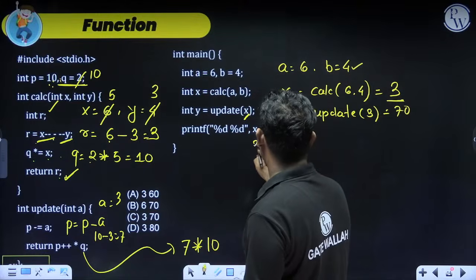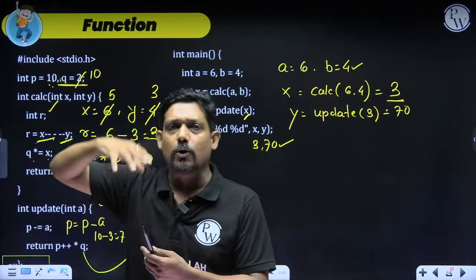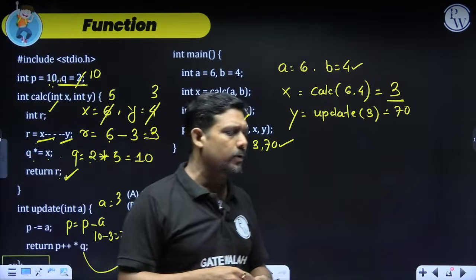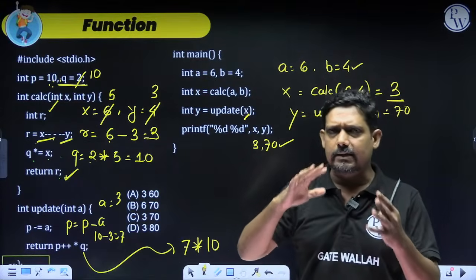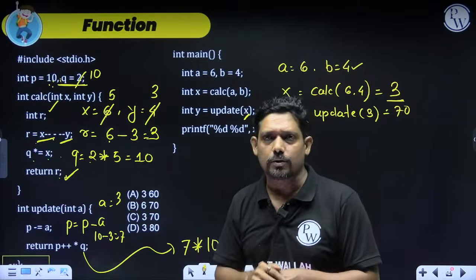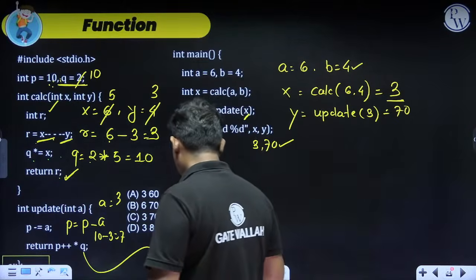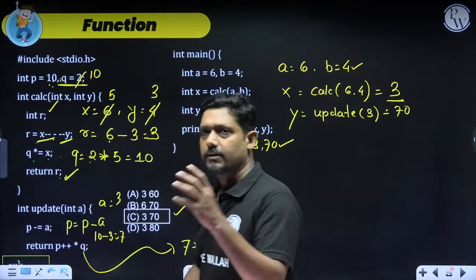X is 3, y is 70. Now tell me, the level will keep on increasing until we reach a certain understanding of the function, and you will be able to solve questions related to this. So here the answer is C, and 3 and 70 is the correct answer.